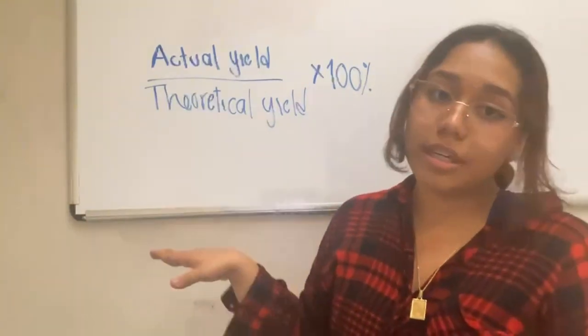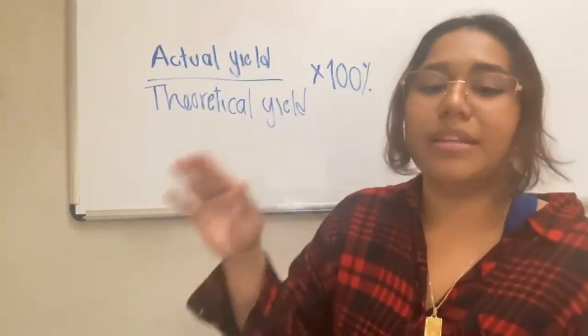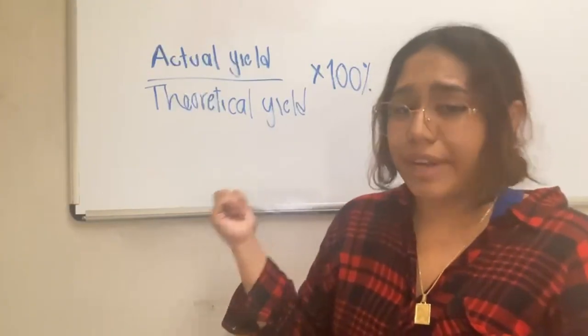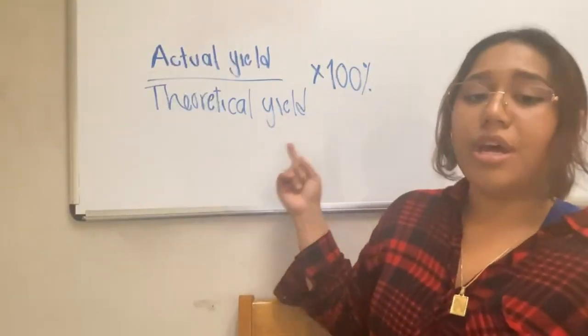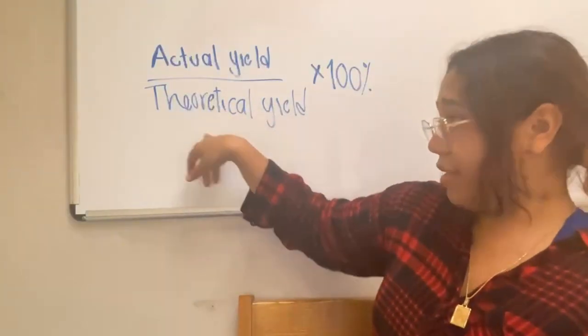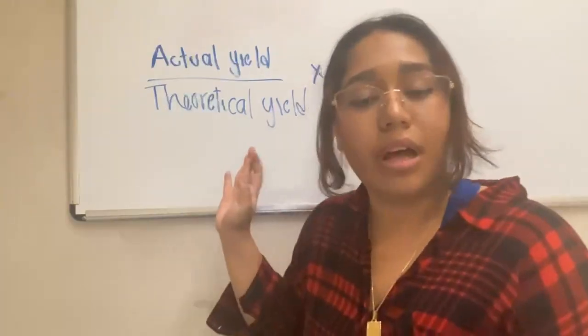So I also learned that in real lab conditions, you rarely can get the full theoretical yield because of spills, incomplete reactions, or some other losses. So in that case, we use this equation for the percentage yield: the actual yield divided by the theoretical yield times 100% to measure how efficient the reaction was.